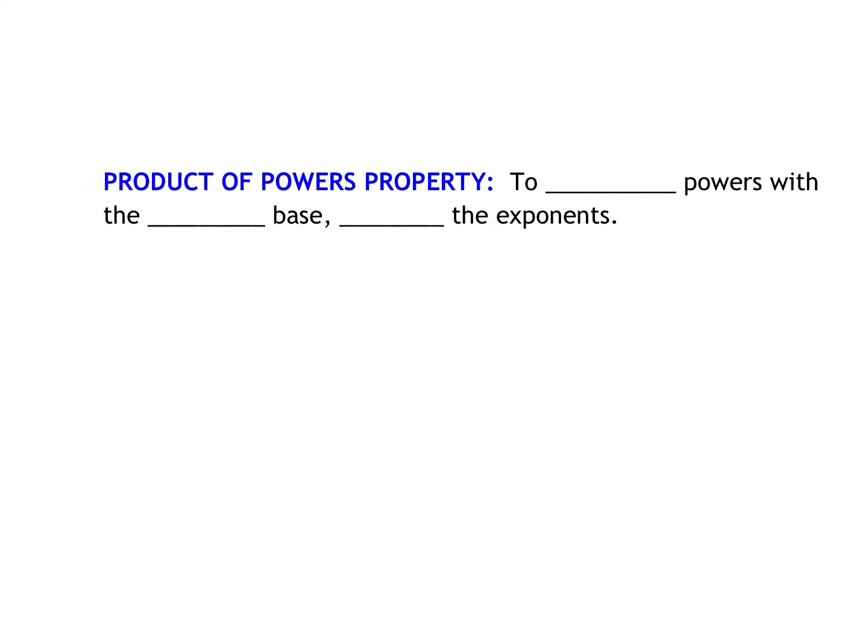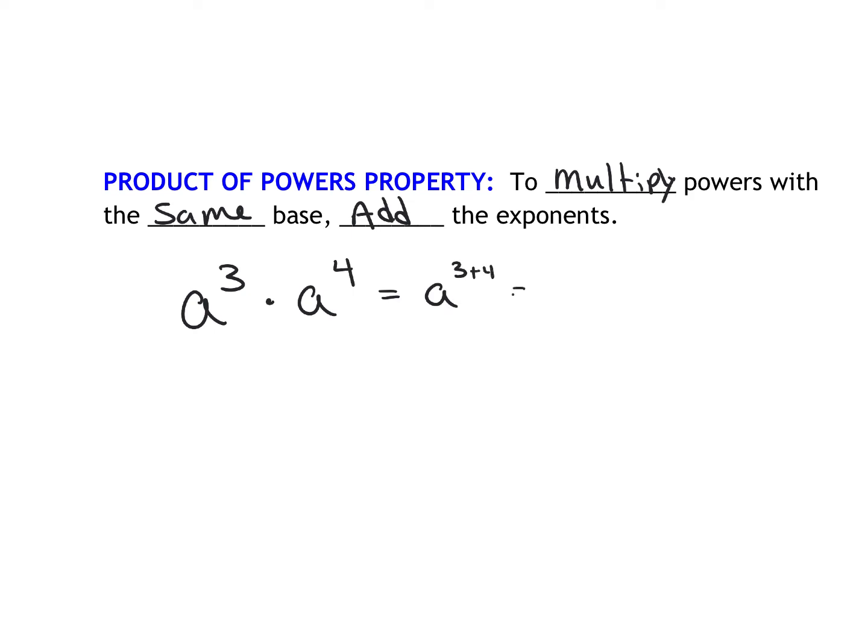The product of powers property, this is something that you need to write down on your piece of paper. To multiply powers with the same base, we add the exponents. For example, on a to the 3rd power times a to the 4th power, we get a to the 3 plus 4, which is a to the 7th power.